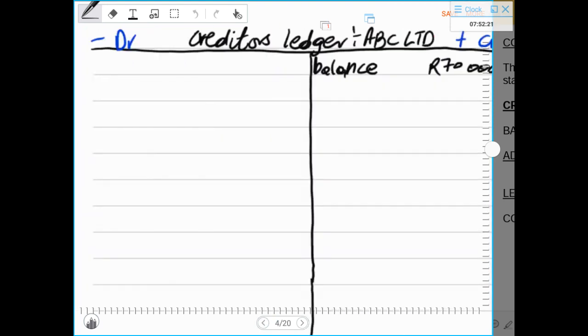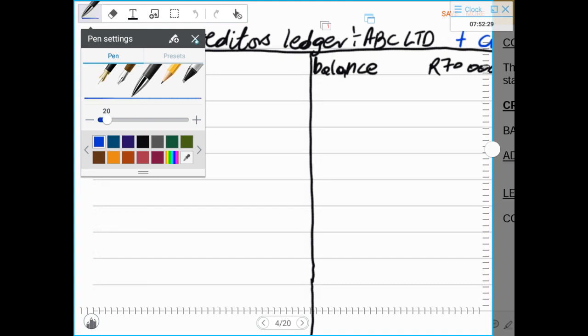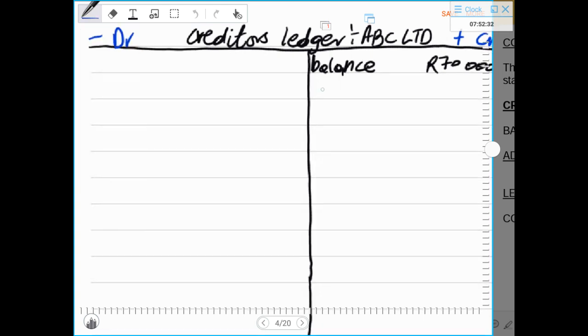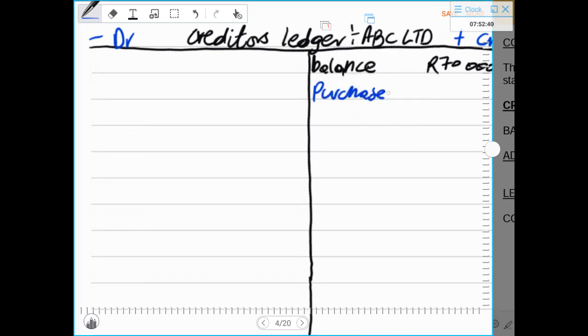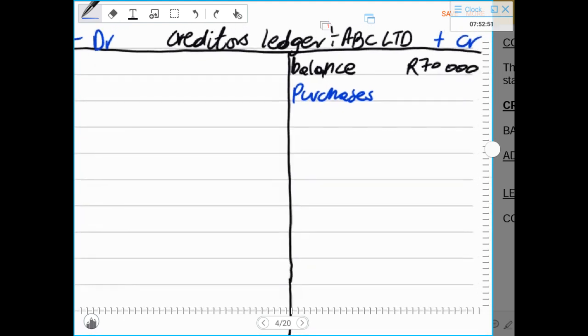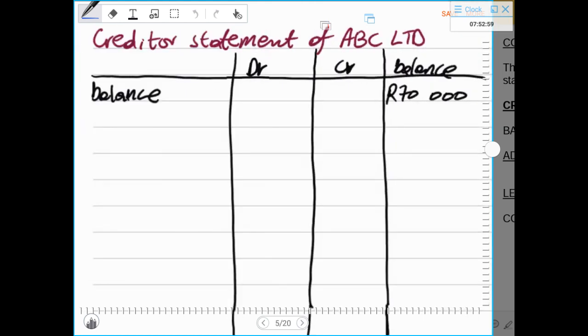Now, very important to take note is that we have 4 items that we record in this ledger account. We record the purchases. If we buy inventory from our supplier on credit, all the buying will be recorded on the credit side, increasing our liabilities. Remember, when we buy inventory, our suppliers are selling inventory.